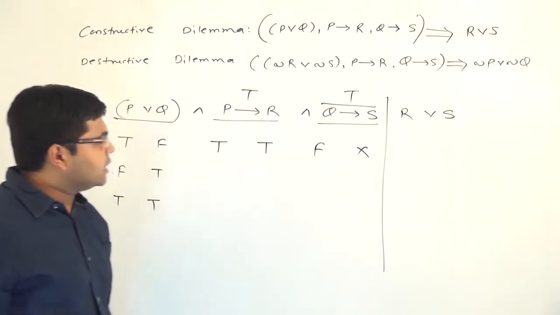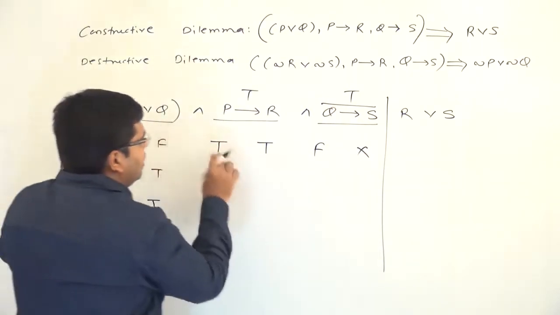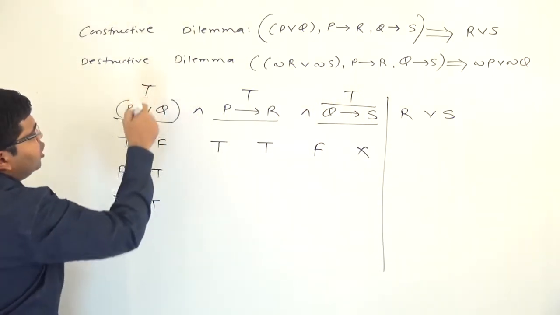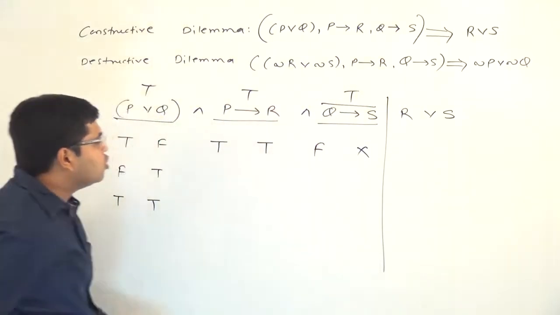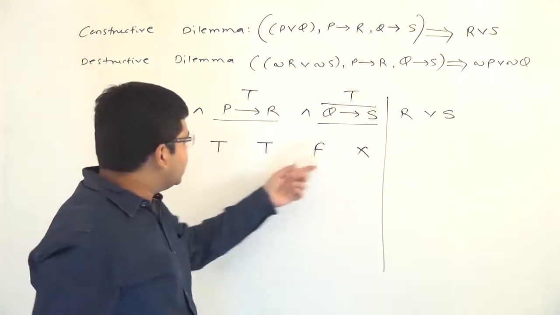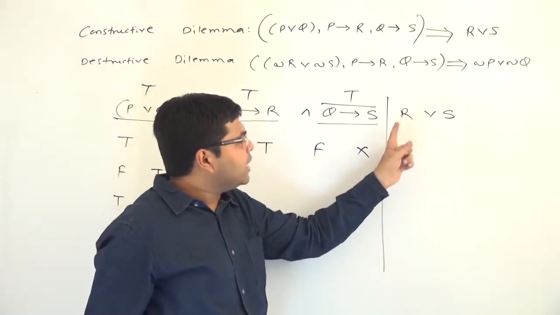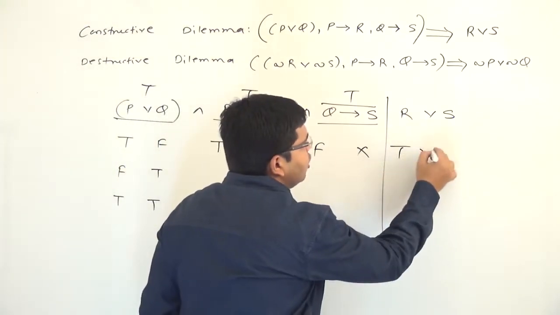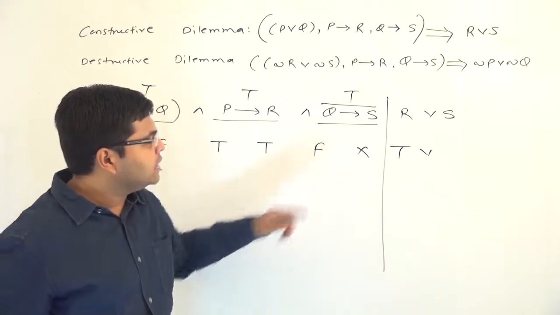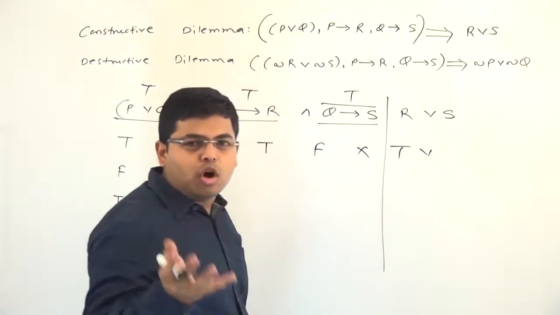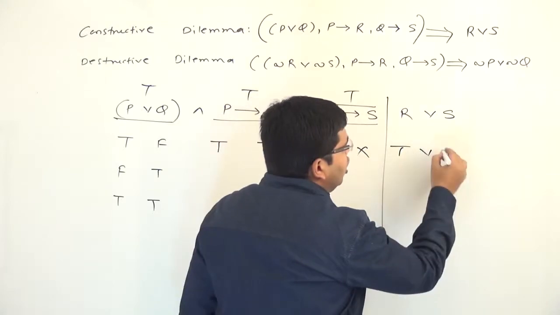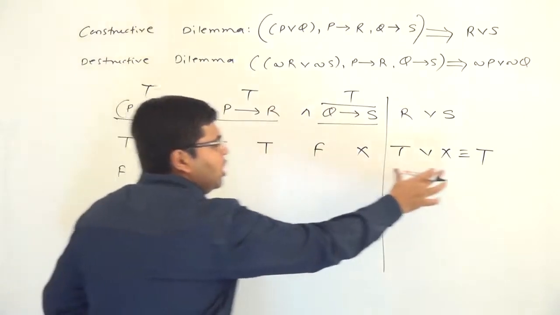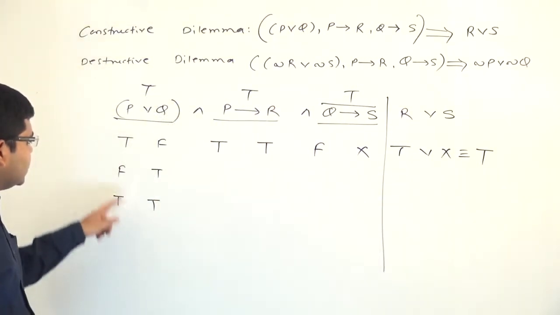I will take X, and in this condition true implies true will be true, false implies anything will be true, and true or false will also be true. True and true will be true. So the left hand side becomes true. So when the left hand side becomes true, let us worry about the right hand side. The right hand side is R or S. What is the value of R? R is true. Or what is the value of S? It is X. X means it can be either true or false, it can be anything. So true or X is equivalent to true, and therefore left hand side is true, right hand side also becomes true.